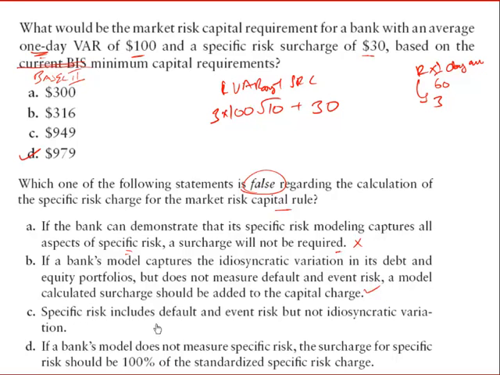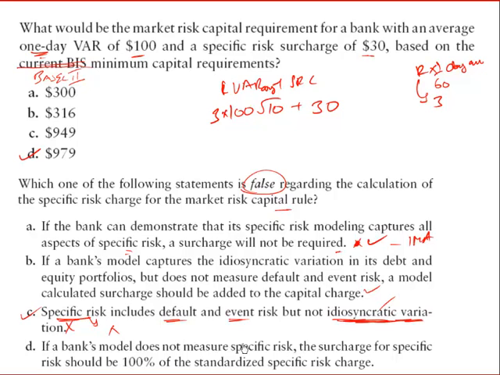Specific risk includes default and event risk, but not idiosyncratic variation. That is definitely incorrect. Specific risk is for idiosyncratic. Specific means idiosyncratic risk. So statement A, my apologies, was correct. That if the bank can demonstrate that its modeling captures all aspects, then a surcharge may not be required in the internal models approach. Specific risk is meant for idiosyncratic variations that will generally not be captured in the default and event risk. So this is incorrect.